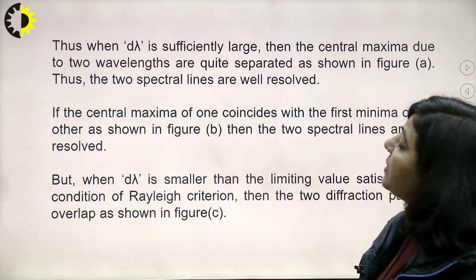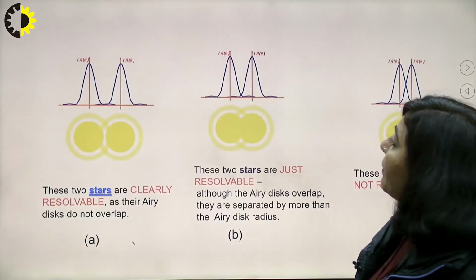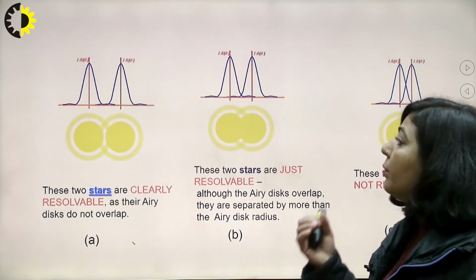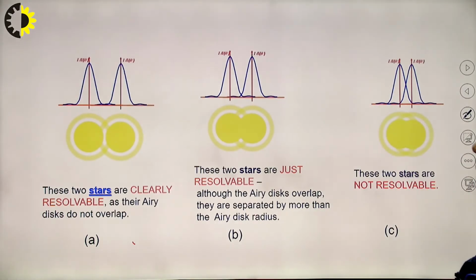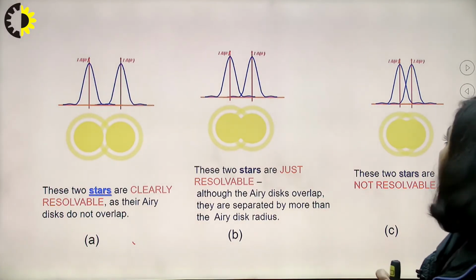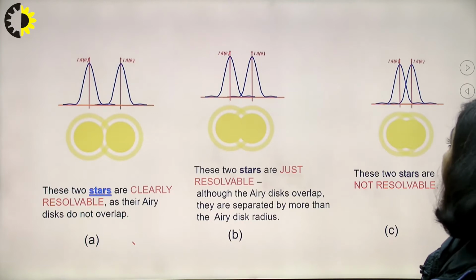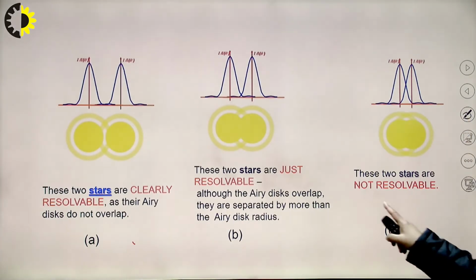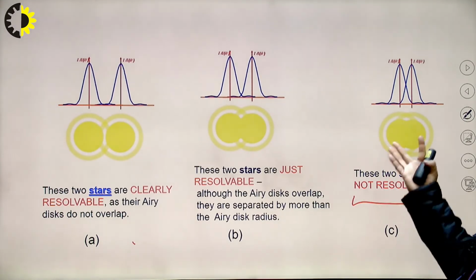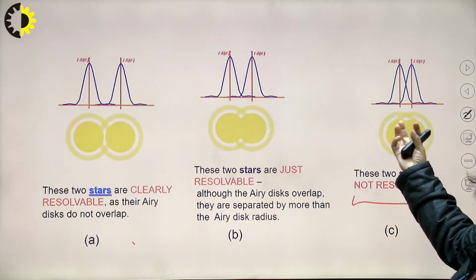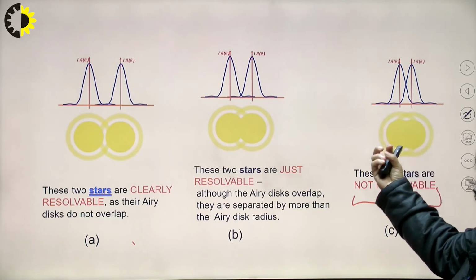So let's try to understand this Rayleigh criteria of resolution with the help of this simple diagram. As you can see here, these are the diffraction patterns of two stars which we have to resolve with the help of an optical instrument. So the criteria is, in the first case, you can see here, this is your case number C or third case. In this particular case, the two diffraction patterns will overlap.